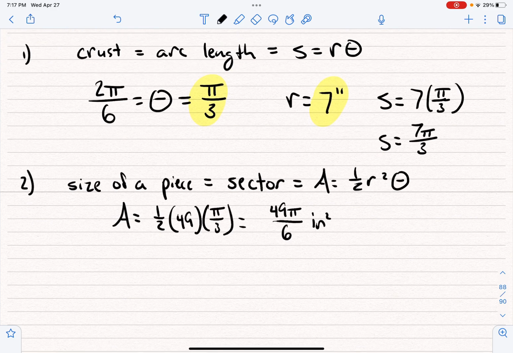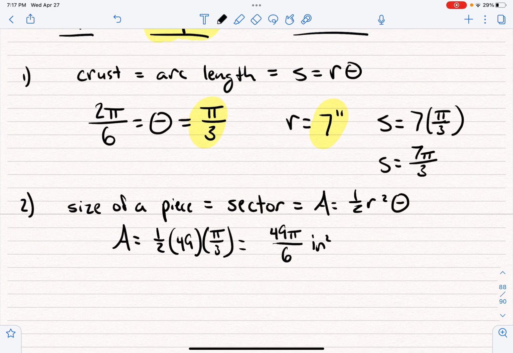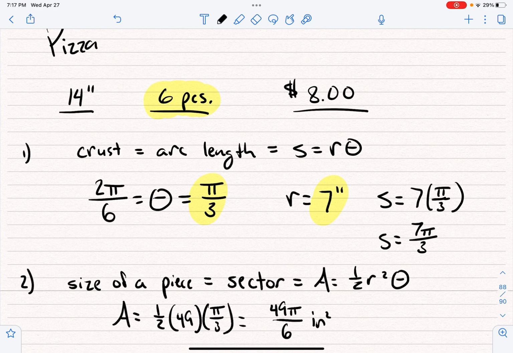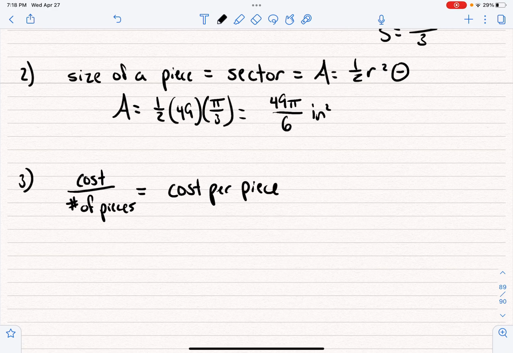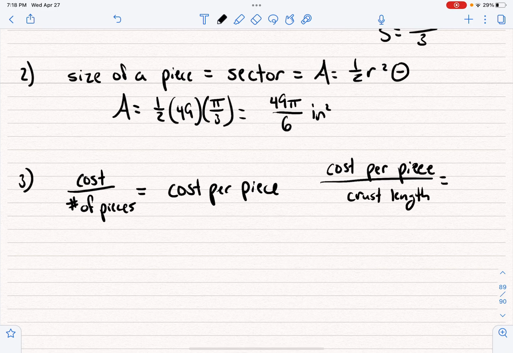Now, the last thing talked about, okay, well, now let's break it down in terms of cost. And so what we do is we take this idea of this $8, and the first thing you have to do is take cost and divide it by the number of pieces. Why you do that is that gives you cost per piece, okay? And then you take the cost per piece and you divide that by the crust length. And what that gives you is dollars per inch, okay? So whatever number that is, it's in dollars per inch.